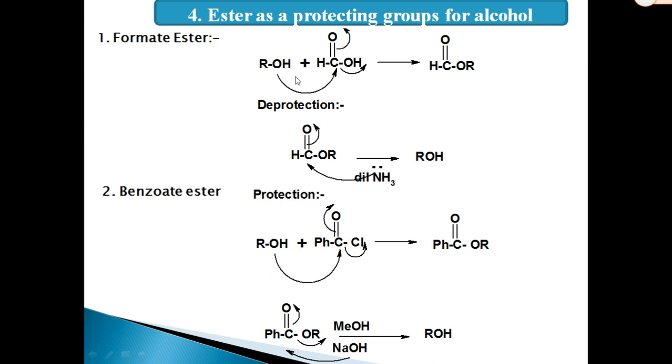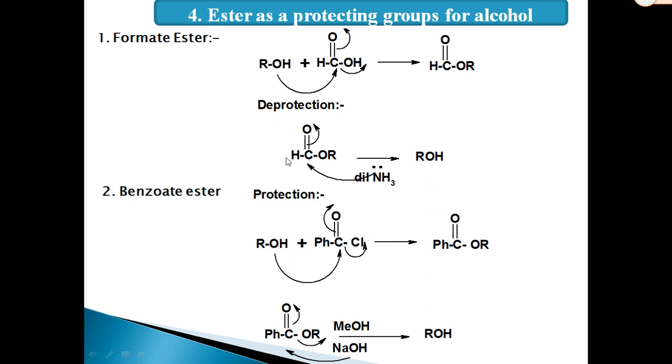acid, the lone pair of hydroxy group attacks the carbonyl carbon atom, the pi bond opens on the oxygen atom, forming O negative. So the OH group is removed here, and the bond forms between this oxygen and the carbon atom, with loss of this H positive ion. With the help of this arrow we can explain the mechanism. So this is the formation of the formate ester, the protected form of hydroxy group.